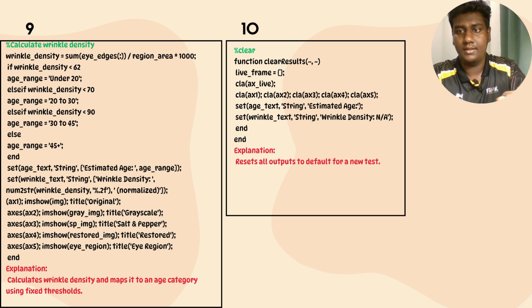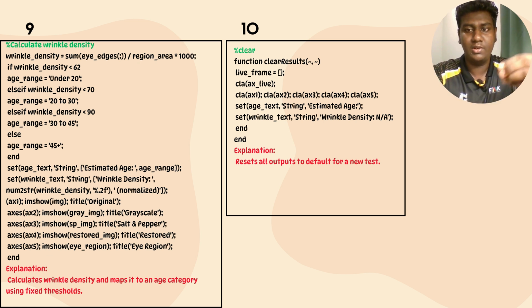And the second is the clear result. It will reset all output to default for a new test if the user clicks the clear button.